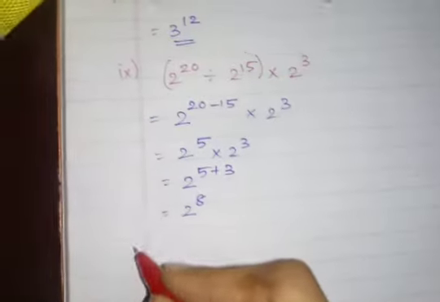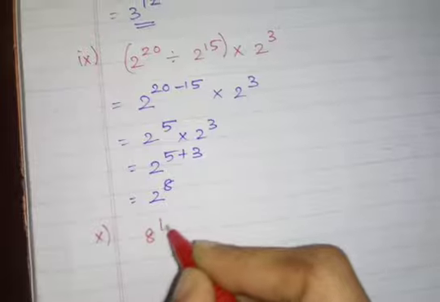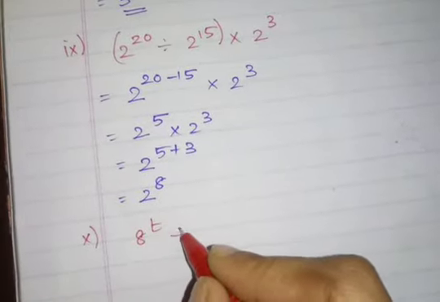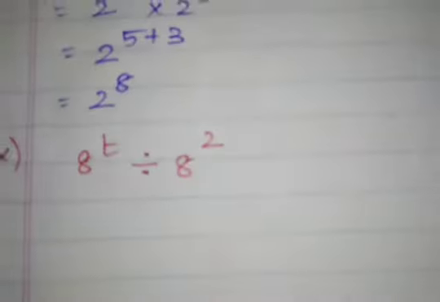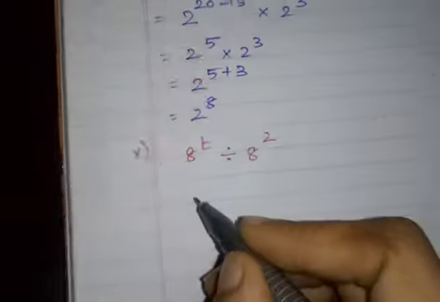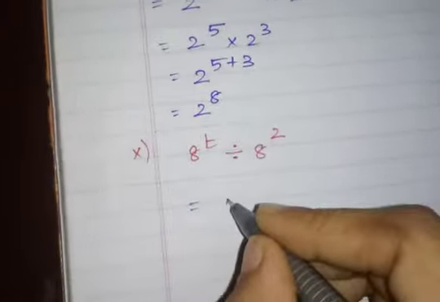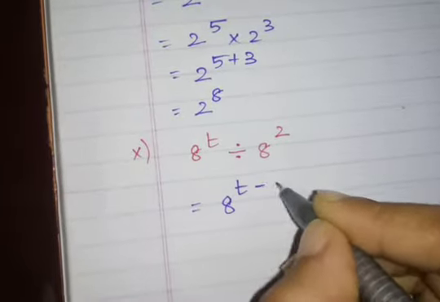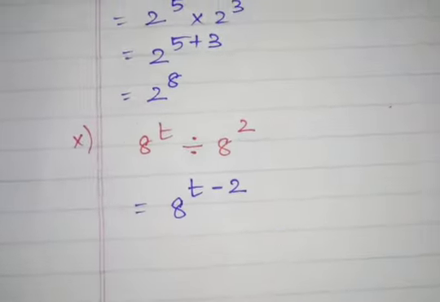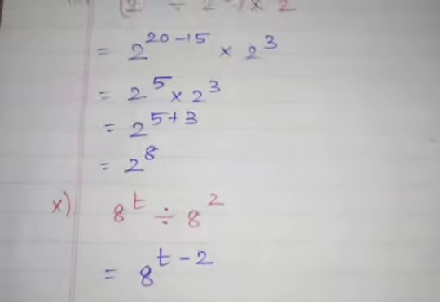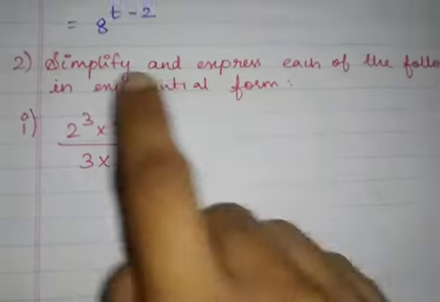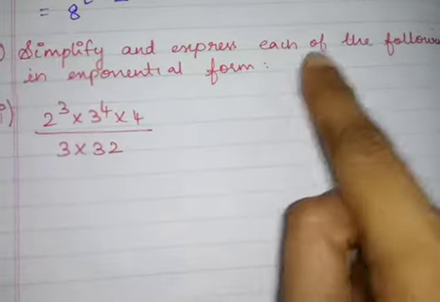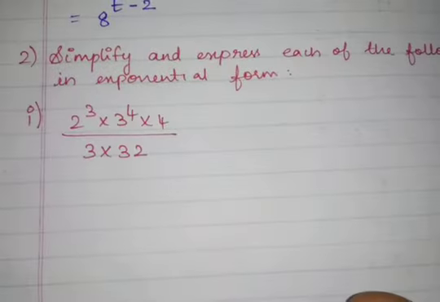Next, 10th problem. 8 power t divided by 8 square. So here we have the same base but division. So 8 power t minus 2. 8 power t minus 2 is your answer. Understood?